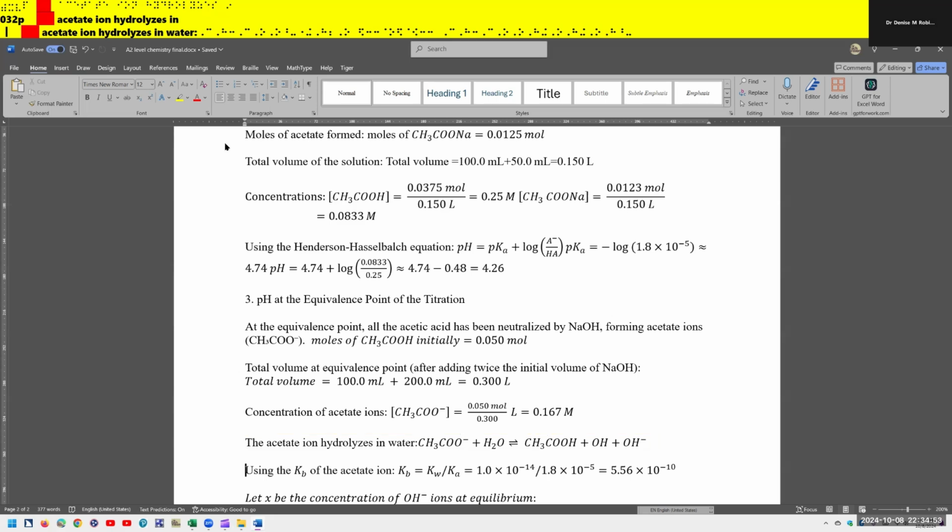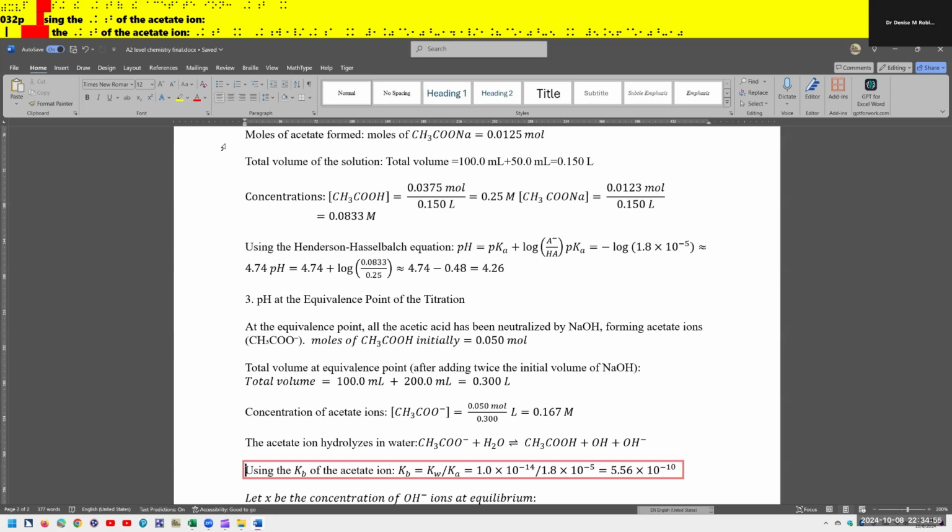Control down arrow again. Using the math content K sub B of the acetate ion. Math content K sub B is equal to K sub W divided by K sub A is equal to 1.0 times 10 to the negative 14 power divided by 1.8 times 10 to the negative 5 power is equal to 5.56 times 10 to the negative 10 power.